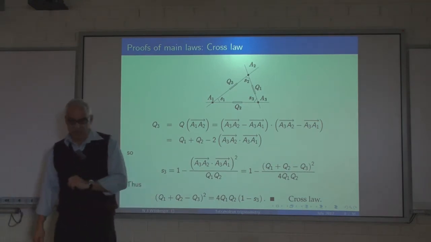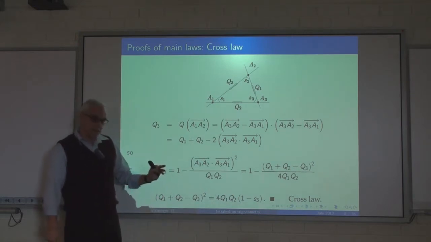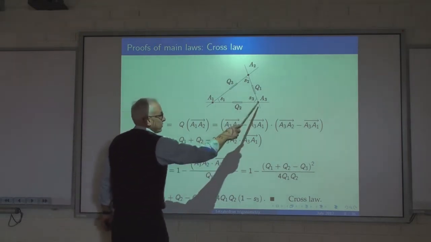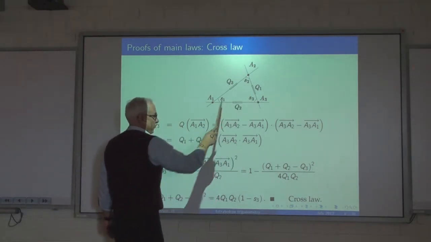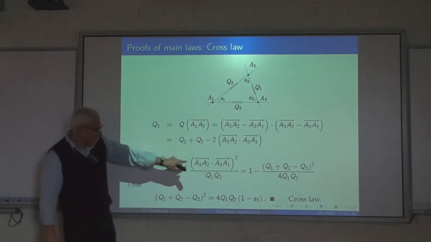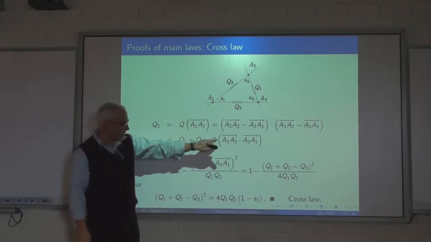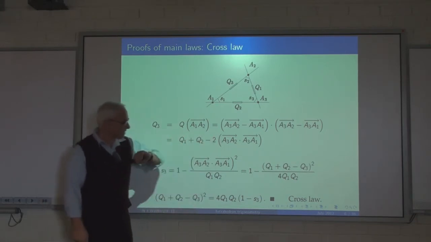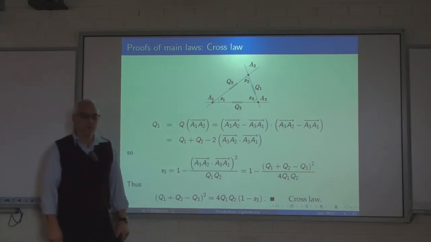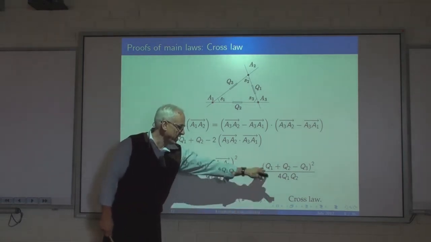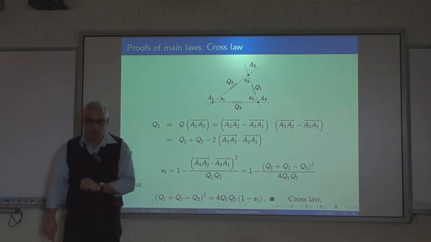Now let's go back to the definition of the spread S3. It was 1 minus the dot product between this vector and this vector, all squared, divided by this quadrance times this quadrance. Well, we've just established a formula for this dot product. We replace it using the previous formula, which tells us it is Q1 plus Q2 minus Q3 divided by 2. We put that in and square it, and we get that formula there. We clear denominators, and we get the cross law.